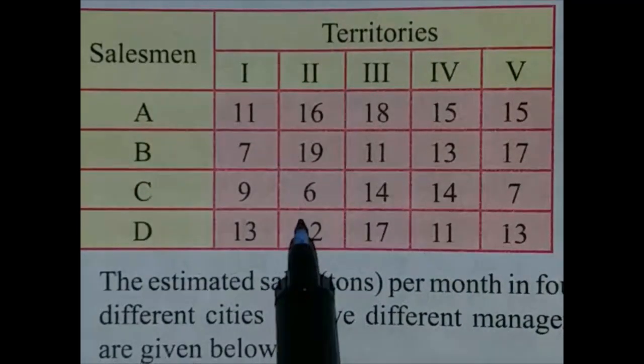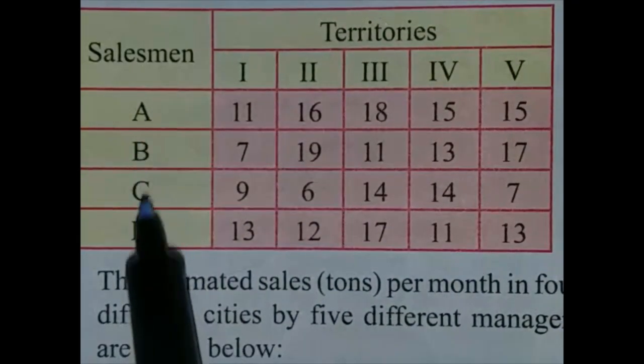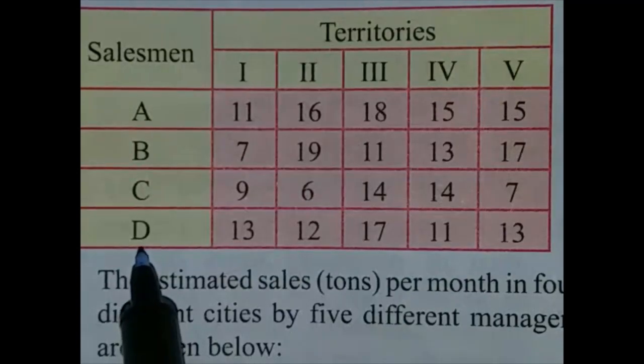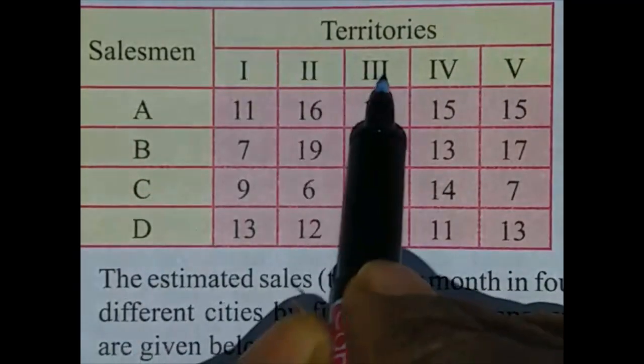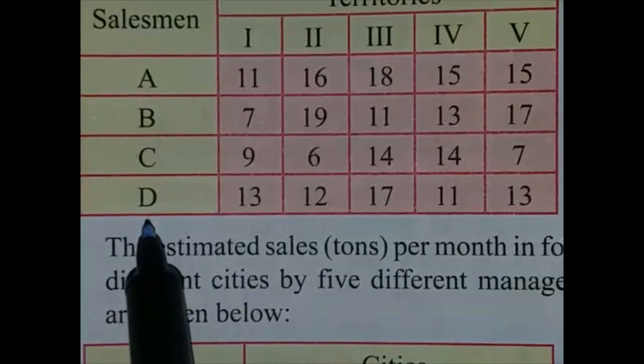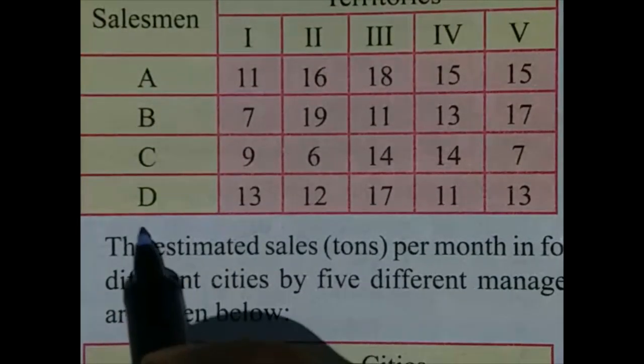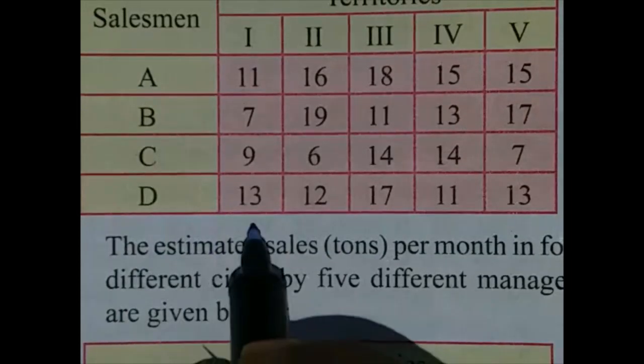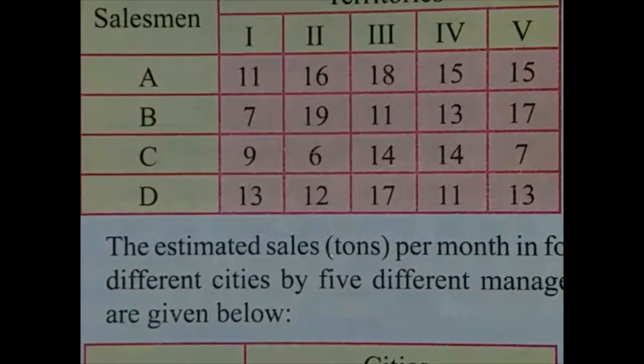Similarly, see the question here. Here 1, 2, 3, 4, 4 rows are there, but 1, 2, 3, 4, 5, 5 columns are there. So here one row is missing. Here we will add one more row, E, so that all elements of E are 0.